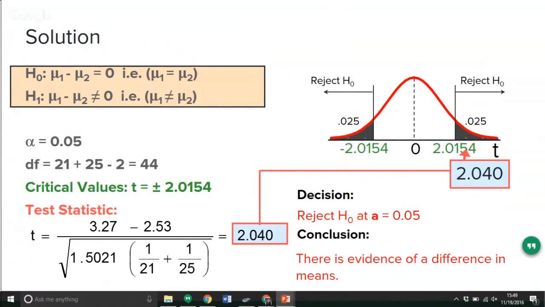If p is greater than 0.05, we would support the null hypothesis. If p is less than 0.05, then we would support the alternate hypothesis. In this instance, there is a difference between the two. If we went over to the table and calculated where the critical values were, we would find indeed that it would be less than 0.05. So there is evidence of a difference in means.